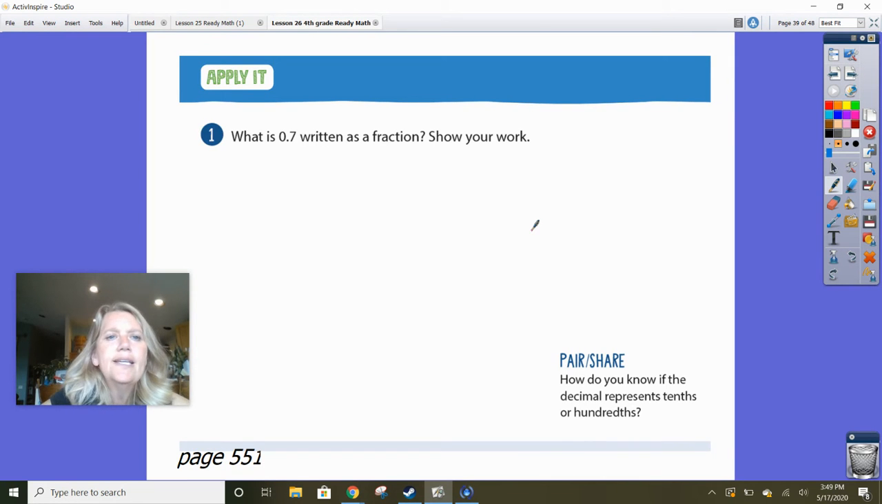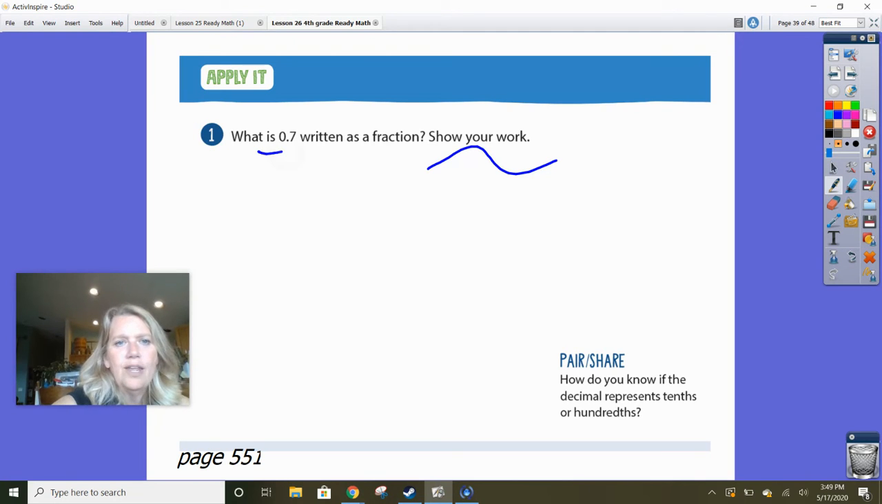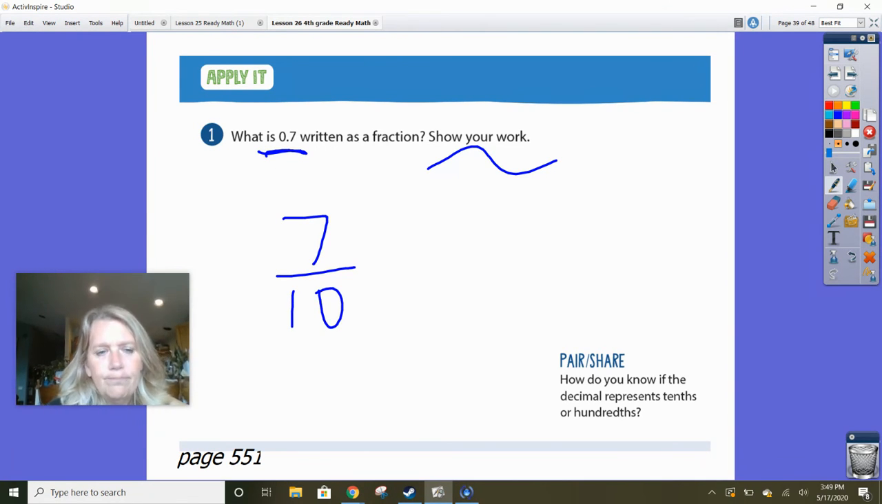What is 7 tenths written as a fraction? Yeah, you don't really have to do too much work on this one because you know that if you say it as 7 tenths, then it is 7 tenths. It really becomes common sense, doesn't it?